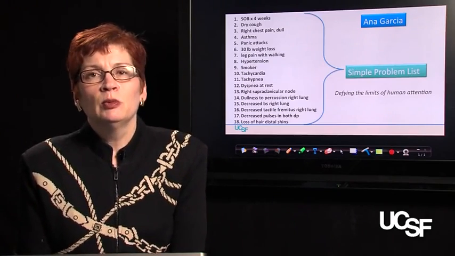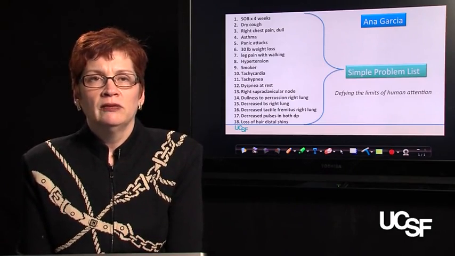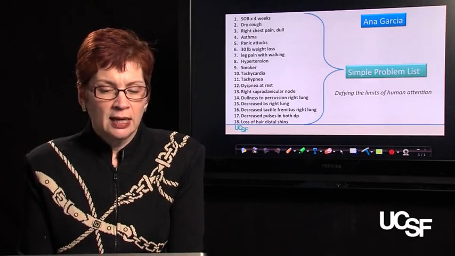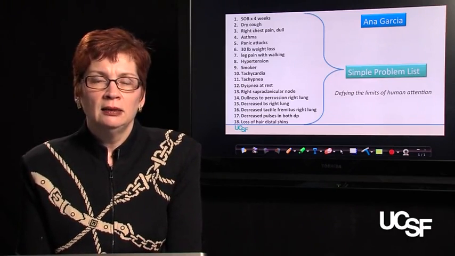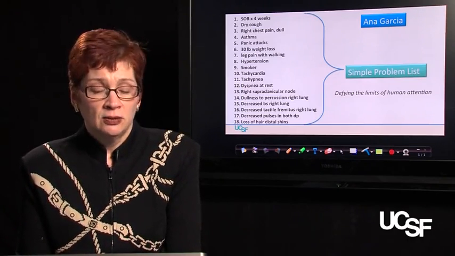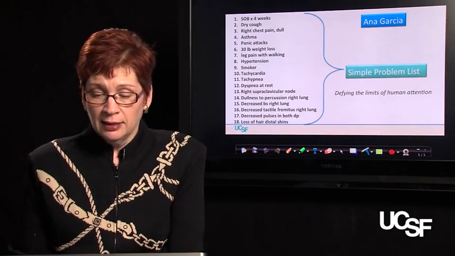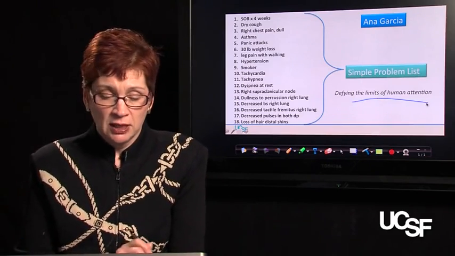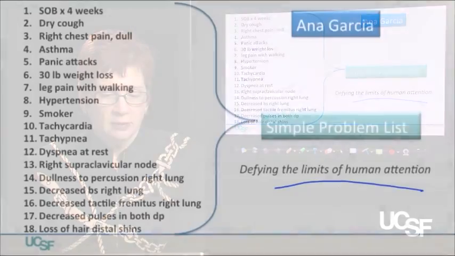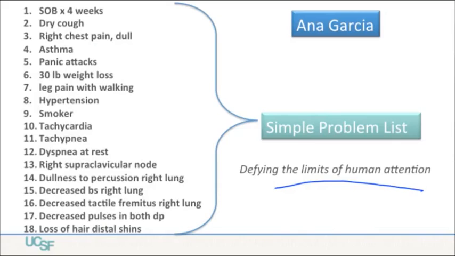So this is a simple problem list done by one of the novices that we have worked with in the past. And again, as you see, it is a linear representation of the fairly complex history that I just recounted. And defying the limits of human attention, it has 18 elements for us to keep track of, ranging from shortness of breath to 4 weeks, to tachypnea, and multiple elements of an abnormal physical exam.